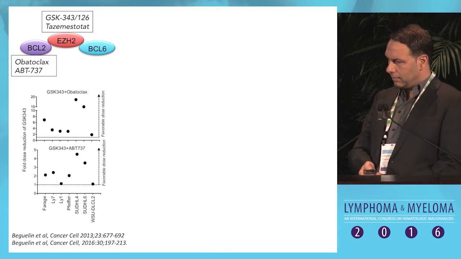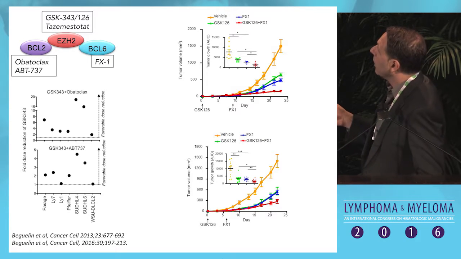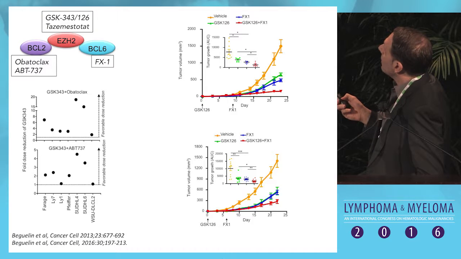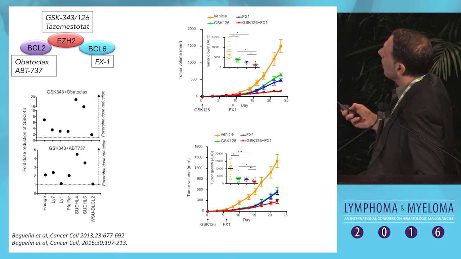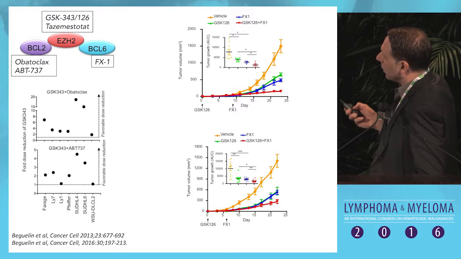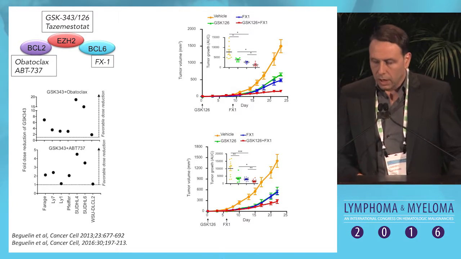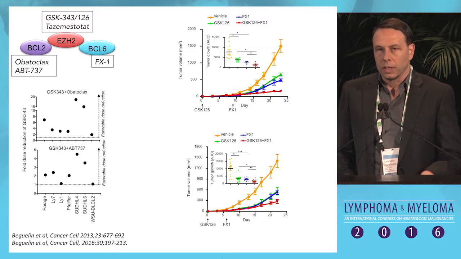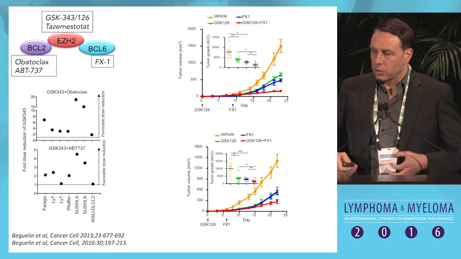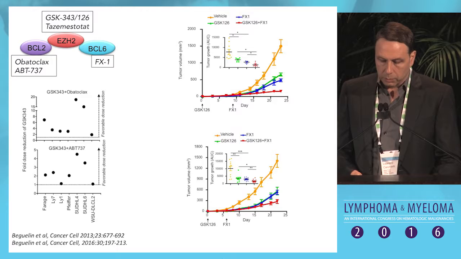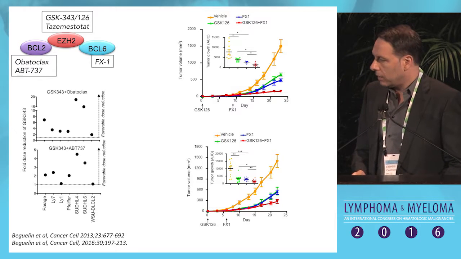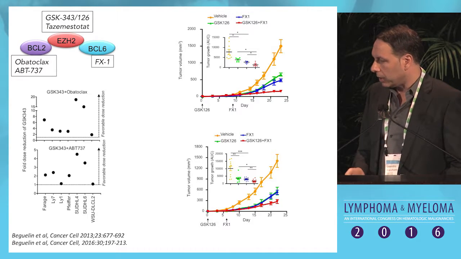FX1 here. So this is vehicle, EZH2 inhibitor, FX1 inhibitor, and the combination almost eradicating the tumors on the GCB cell types, two different GCB cell types. So this is another example of awakening the network, the supporting network, and then targeting with more selective agents the oncogenic pathways.